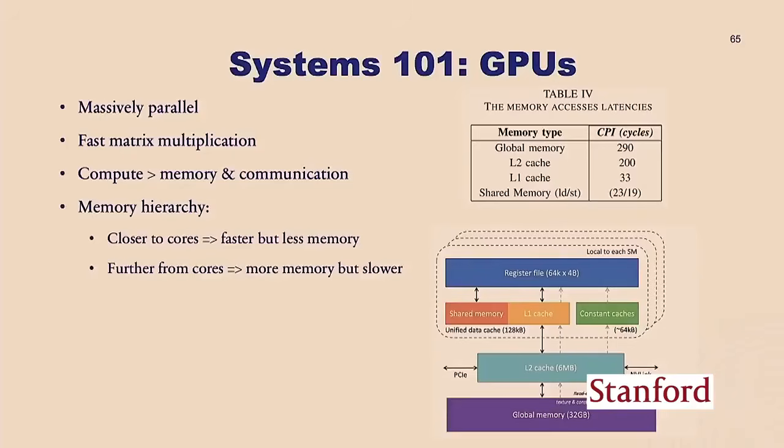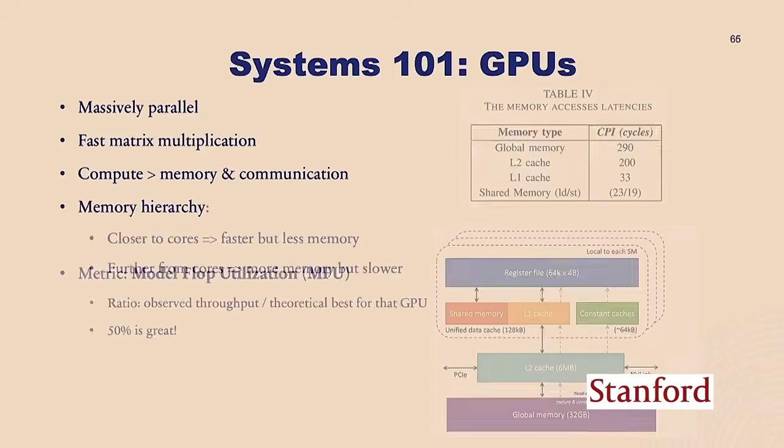Another thing to know about GPUs is that there's a memory hierarchy. This is the same thing actually with CPUs, but basically the closer you are to your cores, the less memory there is, but the faster things run. If you're further, more memory, slower.